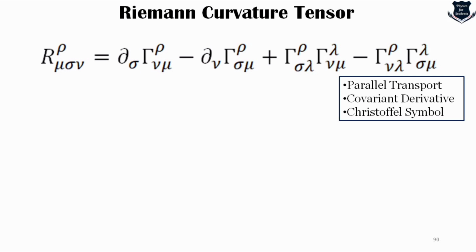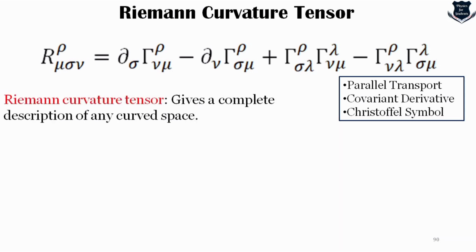This actually will involve three things: parallel transport, covariant derivative, and Christoffel symbol, which would require a little bit more mathematics. We are not covering this in the video. I will just cover the basics so that you will be able to understand.